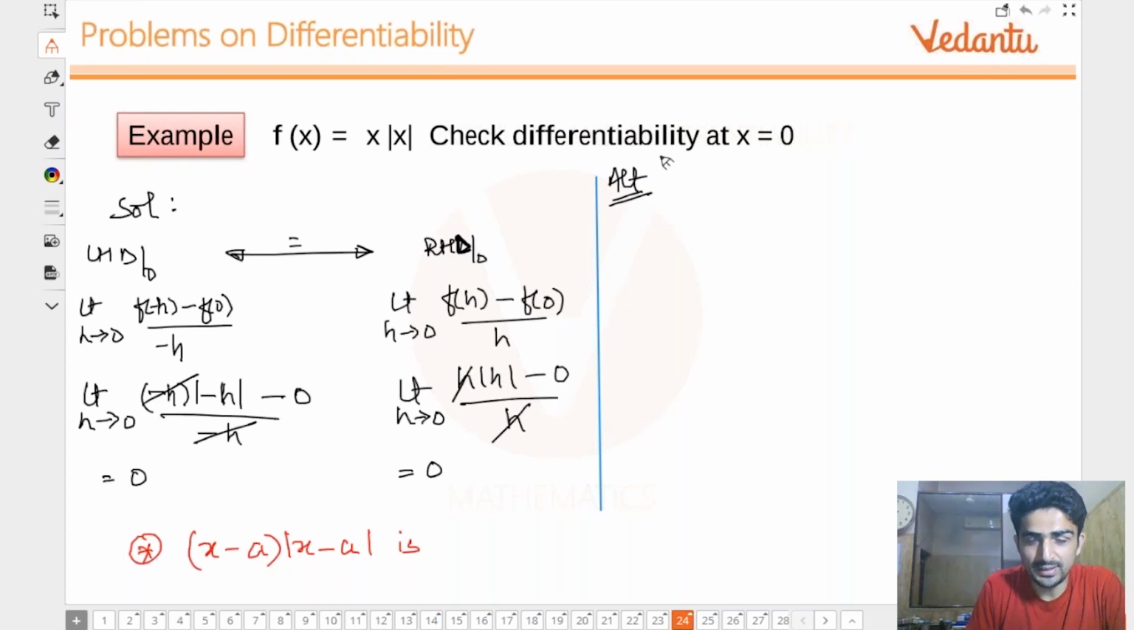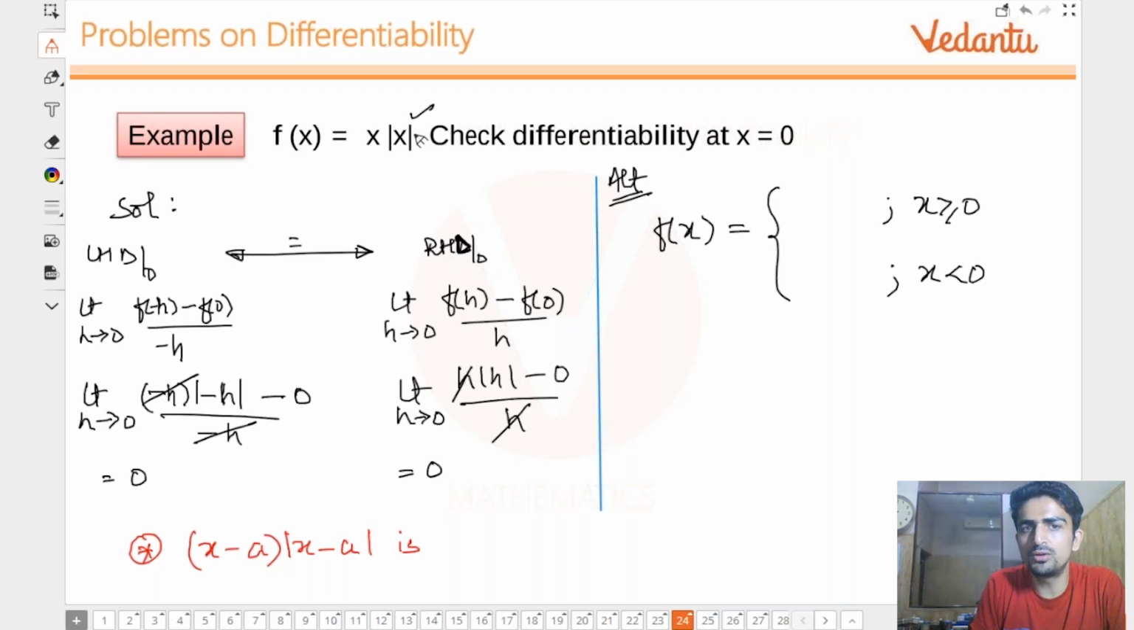Guys, let us see an alternate method. We could apply the shortcut method also here. Try to see, if we open up the mod, we need to make two cases: x greater than or equal to 0, x less than 0. When x is greater than or equal to 0, this mod opens as x, so it is x into x. And when x is less than 0, this mod opens up as minus x, so x into minus x is minus x square.